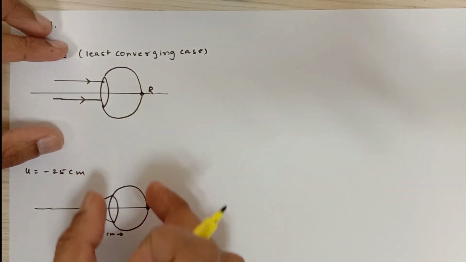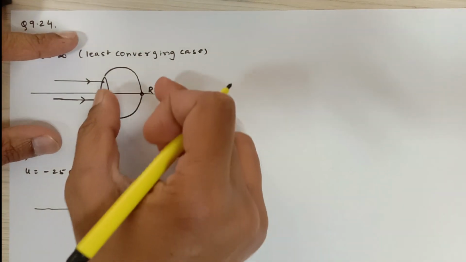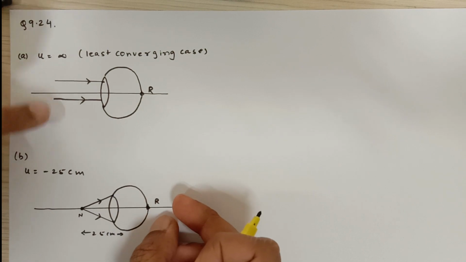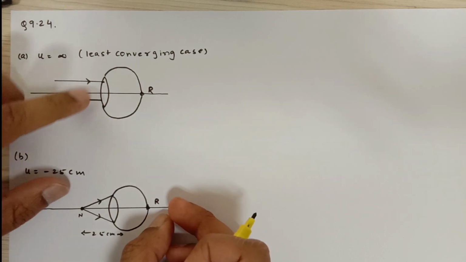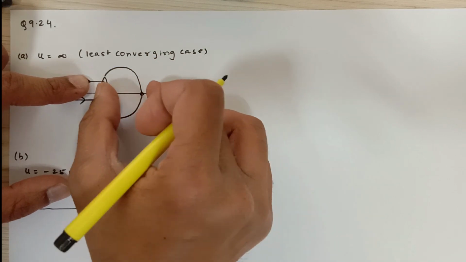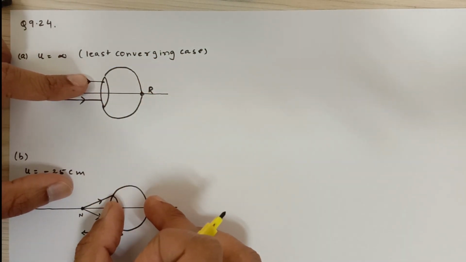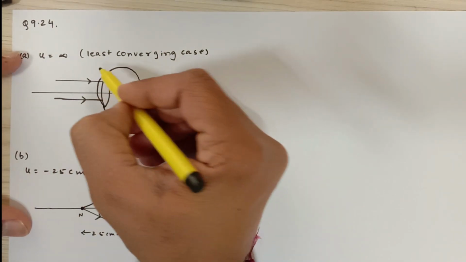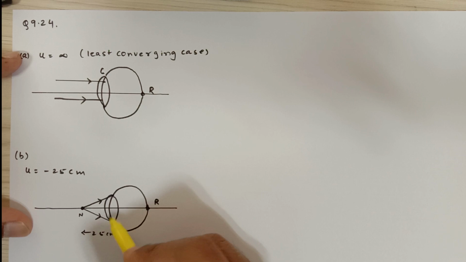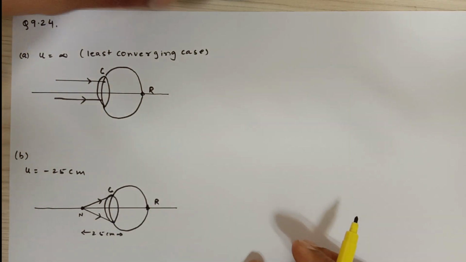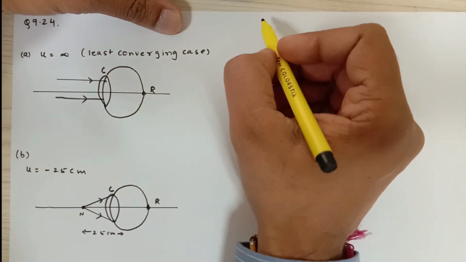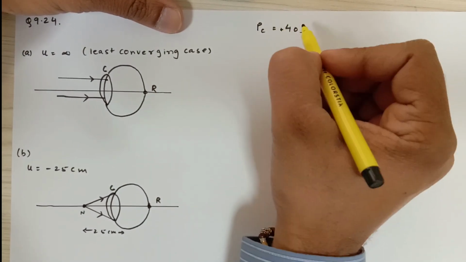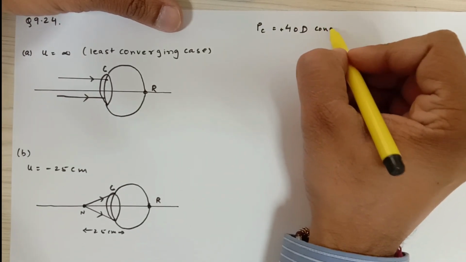So I can say that in these two cases there is one similarity: the image distance is the same. Here the object distance is infinity, here the object distance is minus 25, but the image distance, this distance, would be the same, right? But apart from that, here the cornea is also behaving as a convex lens, because they have given that the power of the cornea is 40 diopters. That means it is behaving like a convex lens.